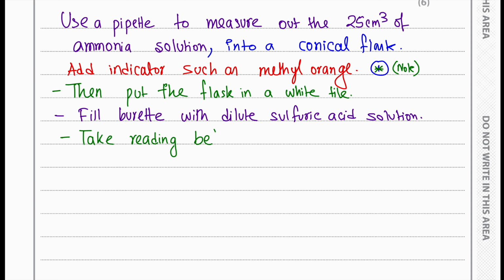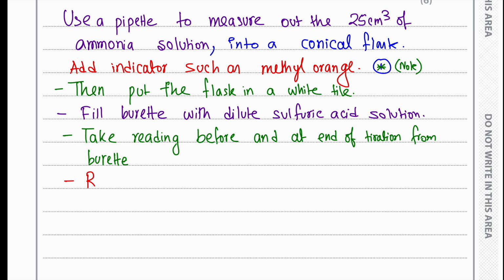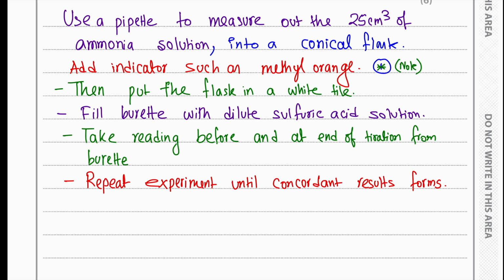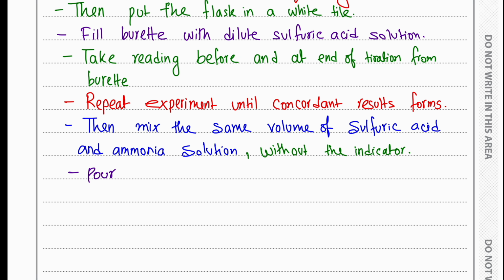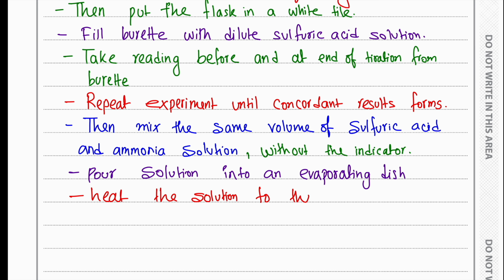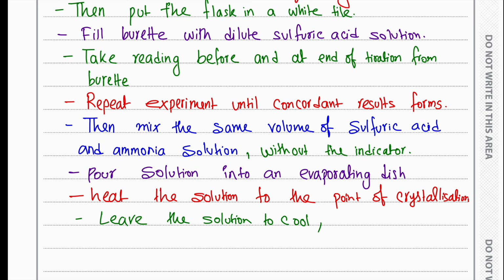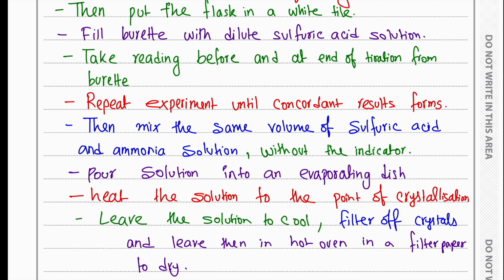Repeat the experiment until concordant results form. With the concordant result, then mix the same volume of sulfuric acid and ammonia solution without the indicator because we're trying to obtain a pure solution. Then pour the solution into an evaporating dish and heat the solution to the point of crystallization. Once it is heated to the point of crystallization, then we can leave the solution to cool so that crystals can form. Those crystals are then filtered off. Then leave those crystals in a hot oven in a filter paper to dry.